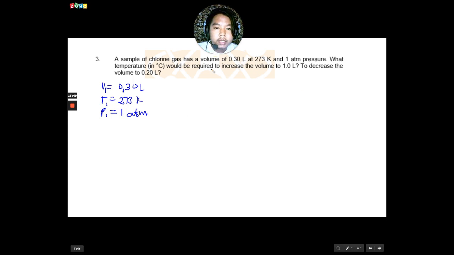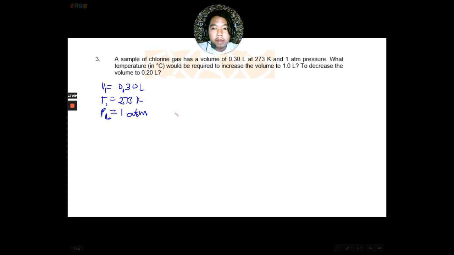And then, if you check the problem, you'll realize that there's no change in the pressure. So pressure is a constant, so let's label it with a C. And the number of moles of gas, or the n, is also constant. So we are given V and T, and that would give us Charles's law.